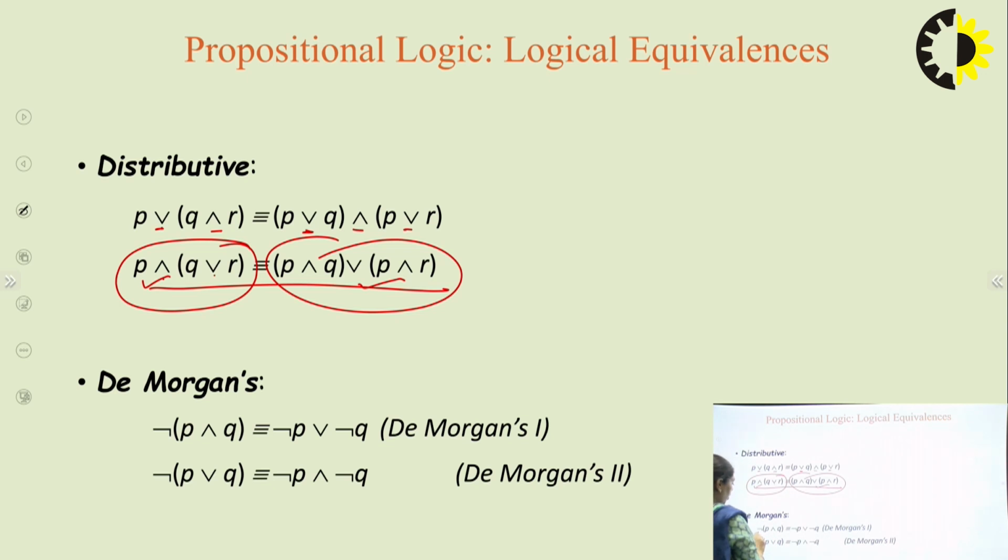De Morgan's law: when there is a negation symbol outside, then all the things are changed, I mean negated. If it is P, then it is converted to negation of P. If it is AND, it will be converted to OR. If it is Q, it will be converted to negation of Q, right? Similarly, if there is an OR statement, then it will be converted to an AND statement. P is converted to negation of P, Q is converted to negation of Q, right?